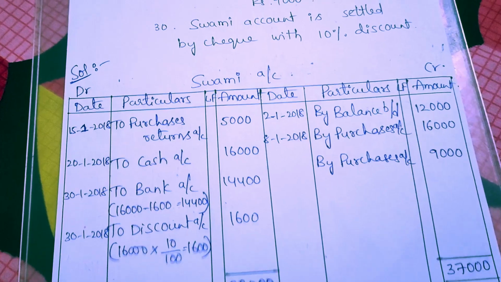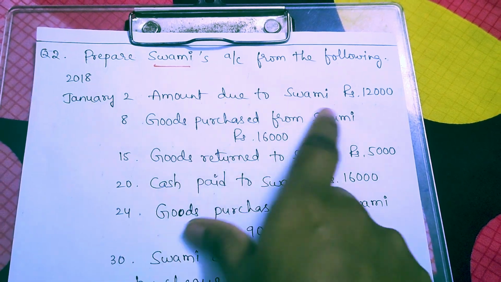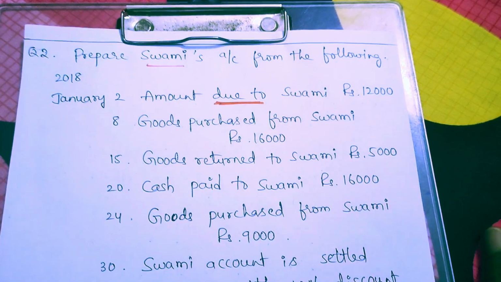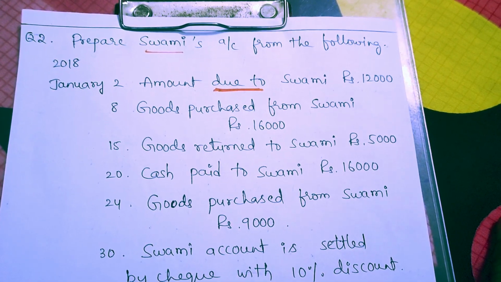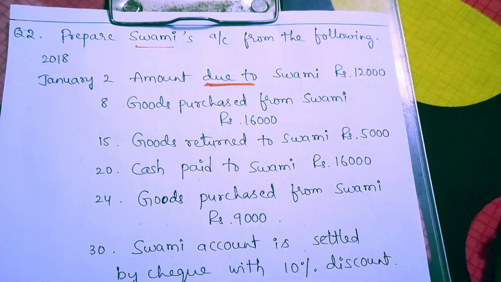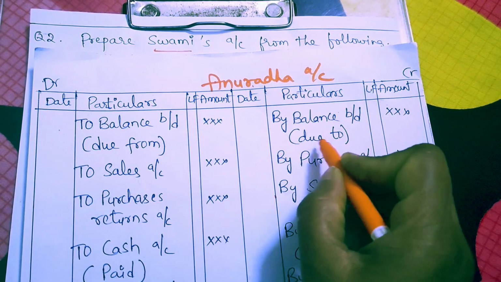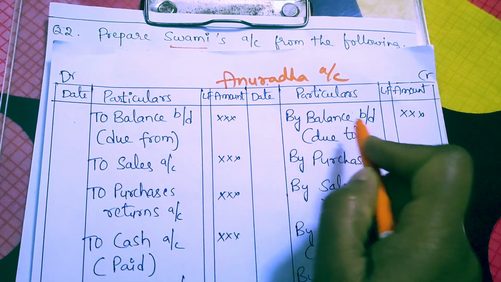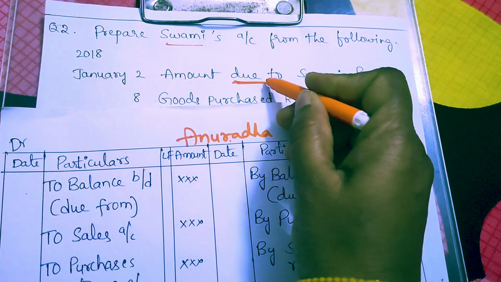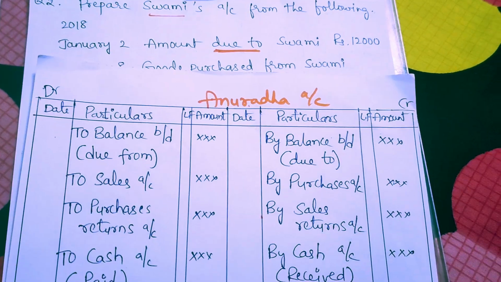Let us discuss the question now. January 2nd, 2018, amount due to Swami. So we have to see the words due to. By taking into account those words, we can decide which side it should be recorded on. So here, see the format. Due to is recorded on the credit side. By balance brought down, we should write by balance brought down. Here we have due to. So due to, where do we write? Credit side. By balance brought down, in the amount column we should record the amount.